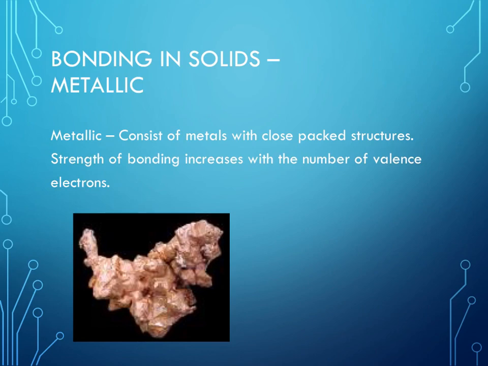The last type of bonding in solids is metallic, and this consists of metals that are closely packed together, and so the bonding, or the IMF, increases with the number of electrons that are free to float around in your metals. We don't run into metals very often in this level of chemistry. If you go on to college and you study chemistry, you may end up with a class that is inorganic chemistry, and that would be more of the focus there.